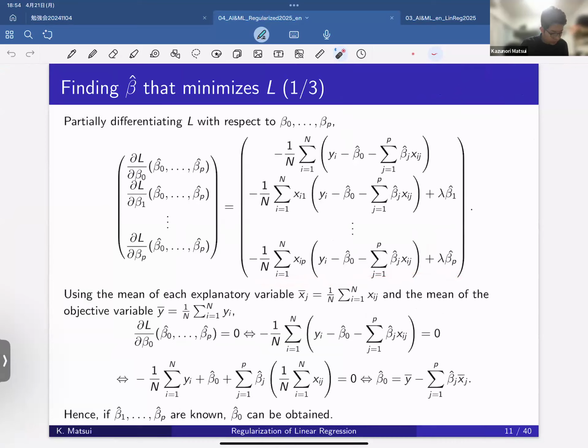If we use the mean of each explanatory variable and the mean of the objective variable, when the partial derivative with respect to beta 0 equals 0, this becomes 0. When we expand it, this part becomes beta 0. So let's try.